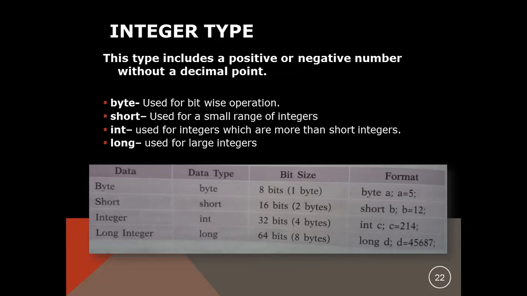Now, very important: the table given here shows the bit size, both in bits and bytes, for different data types of integer itself. By looking into the table, you can understand that byte is the smallest, whereas long is the largest. Byte is the smallest with a bit size of 8 bits, and long is the largest with a bit size of 64 bits.